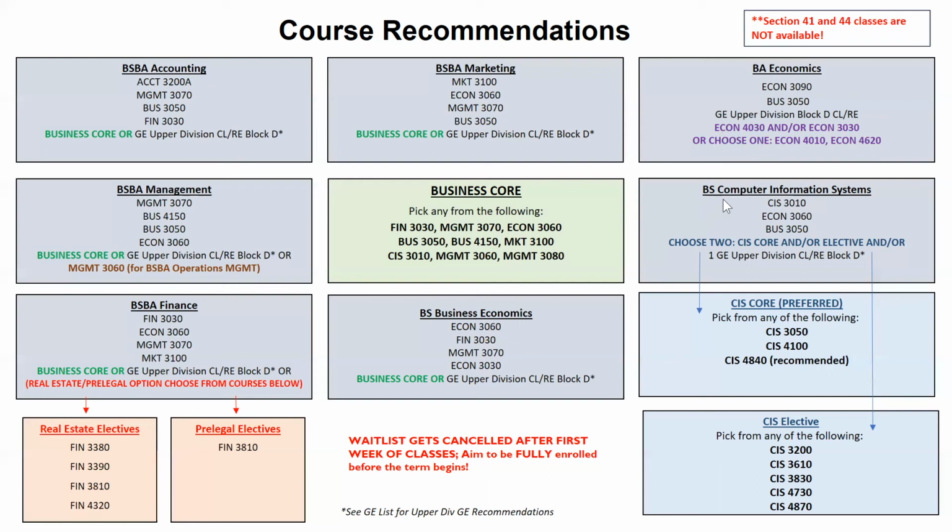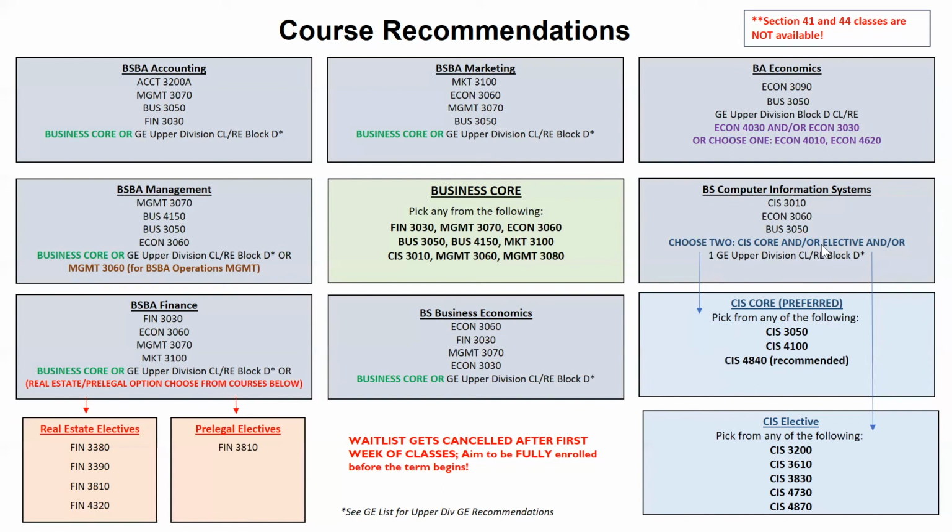So next up, we have CIS majors. So if you are pursuing a Bachelor of Science in Computer Information Systems, you want to pay attention. These are your course recommendations. So of course, we will recommend CIS 3010 and Econ 3060, along with Business 3050. So once we come here, we're giving you some choices. So you can pick 2 CIS core classes. So you can pick 2 from here. We do highly recommend CIS 4840. That's a recommended one. So if you can take these 3 and that one here, that's already 4 classes.